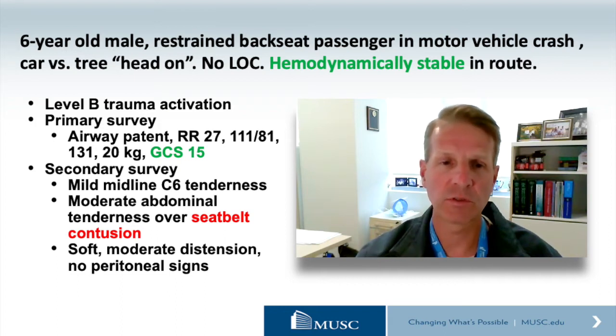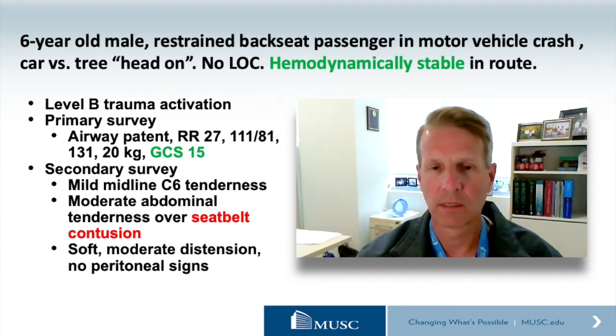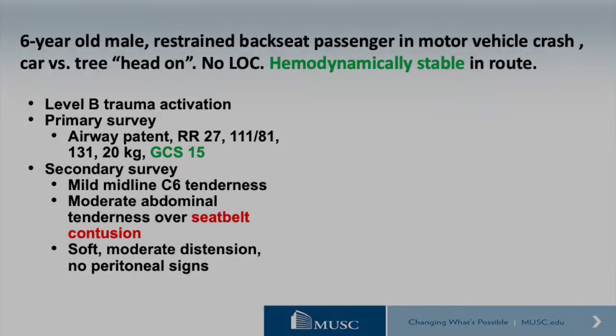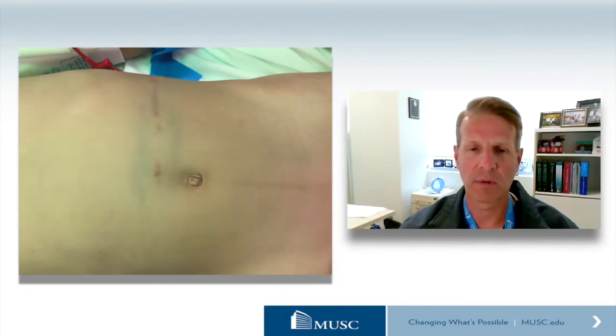In our institution, he met criterion for a second-tier activation or level B. On primary survey, his airway was patent and his vital signs are as listed. His GCS was 15. On the secondary survey, the only finding was some mild tenderness to palpation over C6, as well as moderate abdominal tenderness to palpation over an obvious seatbelt contusion.